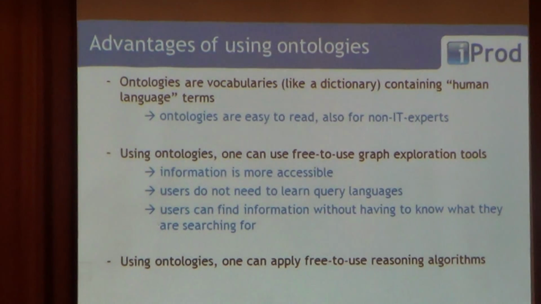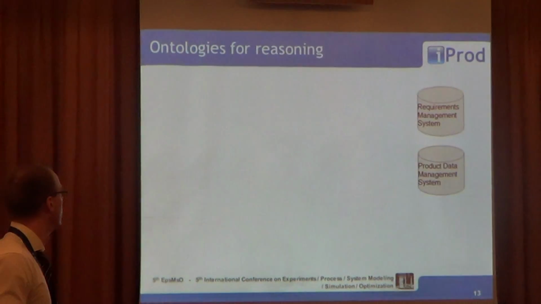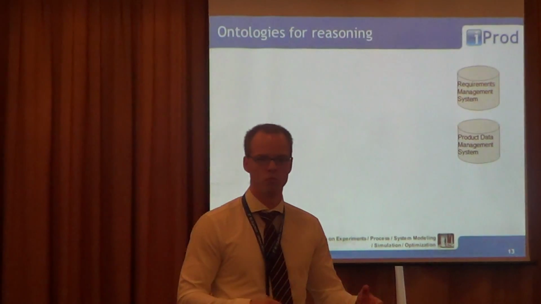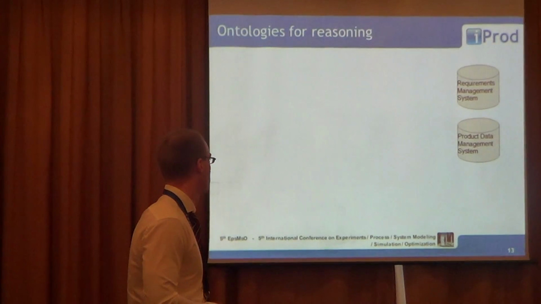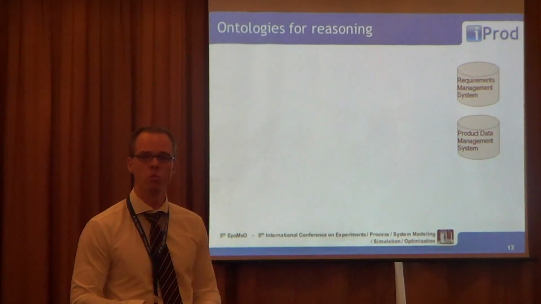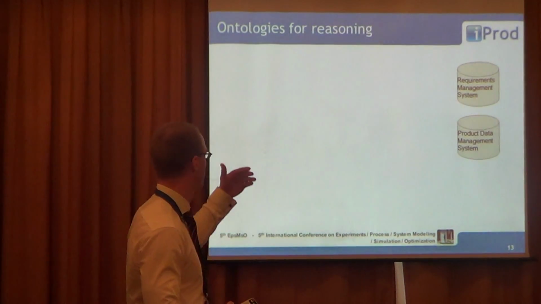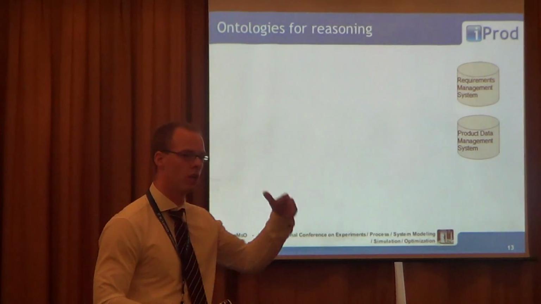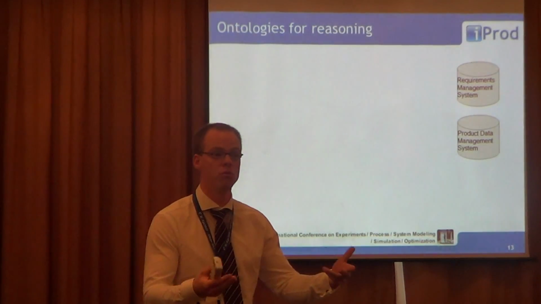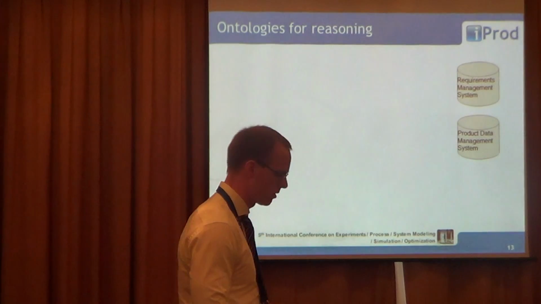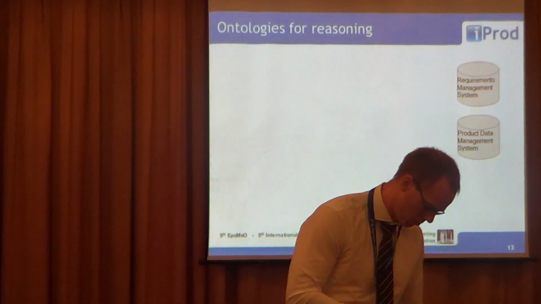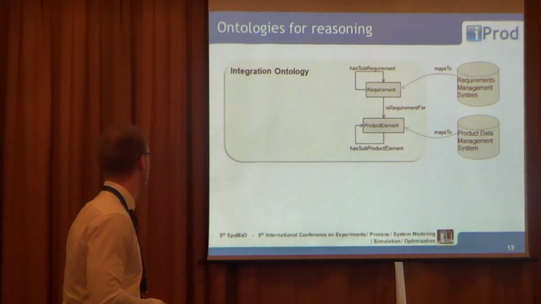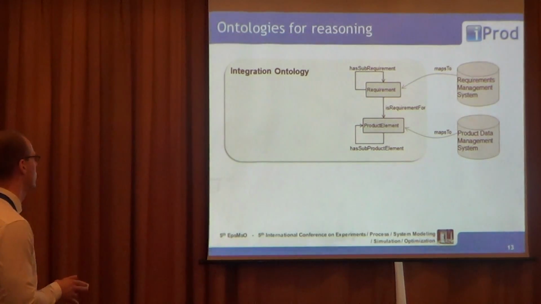Now let's get to reasoning algorithms. Imagine you have a requirements management system and a product data management system. You want to link data. Basically, you have DOORS and Teamcenter, for example. You want to link requirements in DOORS to product structure elements in Teamcenter. You need some kind of data integration model. So here is a very, very simplified model.